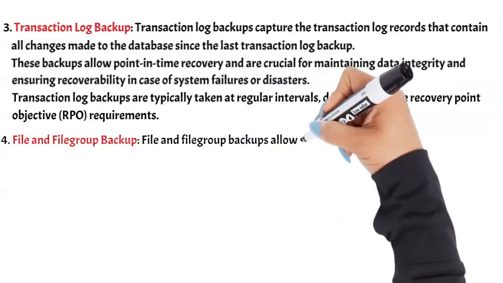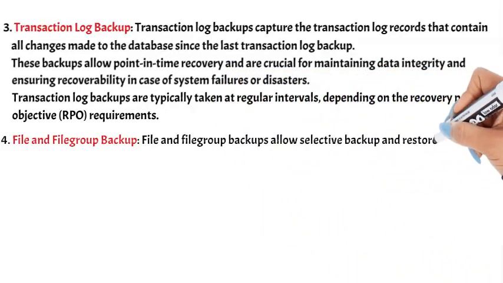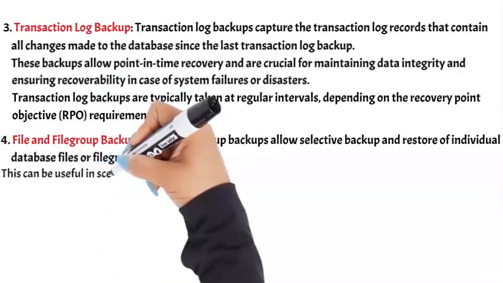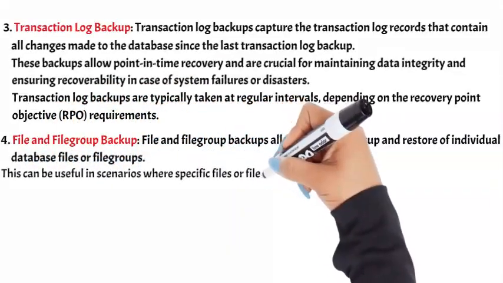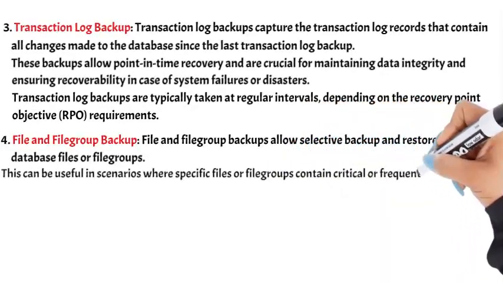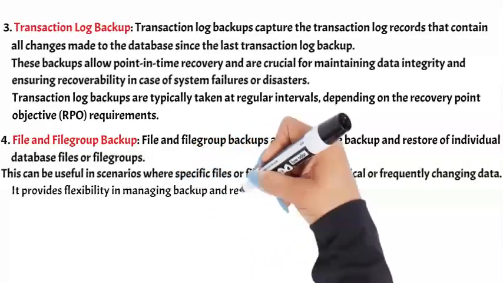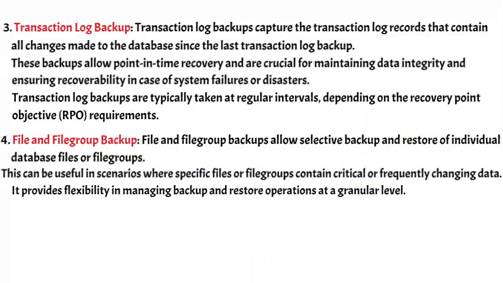4. File and filegroup backup. File and filegroup backups allow selective backup and restore of individual database files or filegroups. This can be useful in scenarios where specific files or filegroups contain critical or frequently changing data. It provides flexibility in managing backup and restore operations at a granular level.